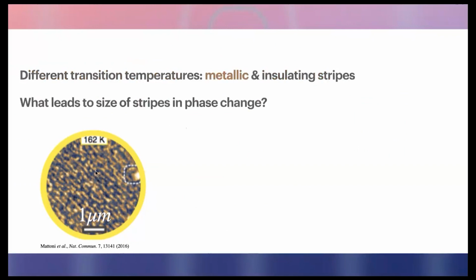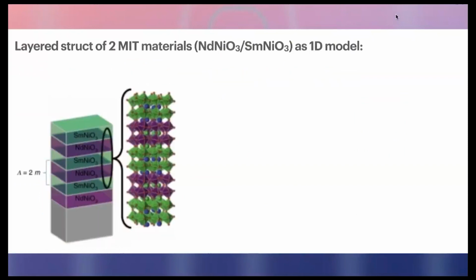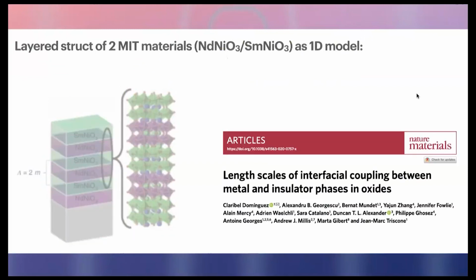And the question is also what leads to the size of these stripes. These stripes are of the order of, say, 100 unit cells. So it's not really possible to do DMFT on that. So one approach is to look at layered structures of two different MIT materials as a 1D model.